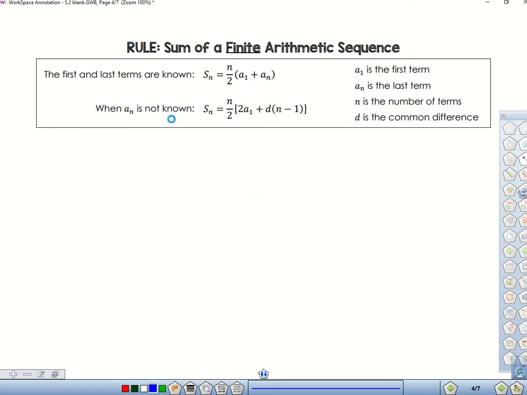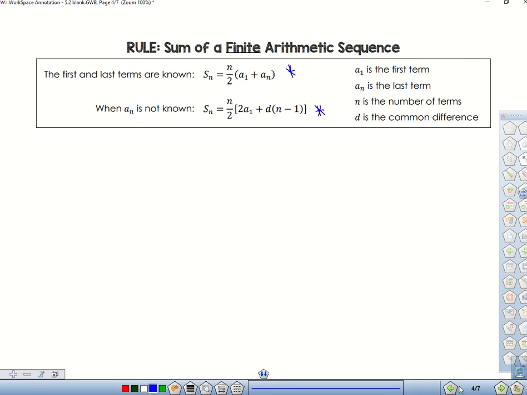Now, when you don't know the last term, you'll need to know the first term and the common difference, and then you can use this formula. So we're going to be working through using these 2 formulas later on in the lesson, but those are the 2 formulas I'll be referencing. For example, 1 and 2, by the way, just so you know.